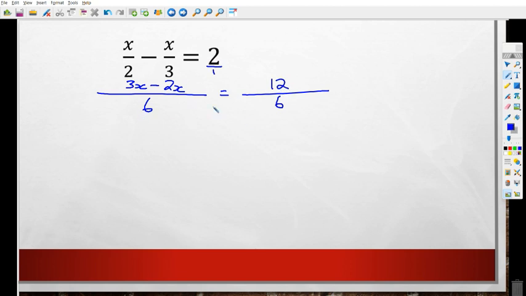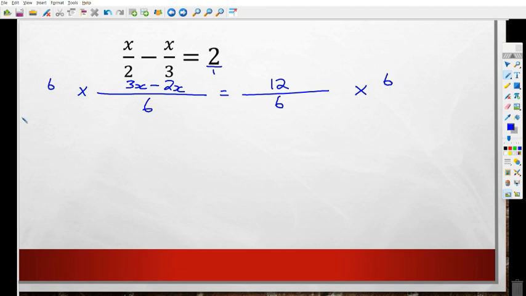Now I don't want that LCD anymore. What am I going to do with that? I'm going to multiply by what? Multiply by 6 on both sides. Can you guys see that? I'm not dropping things.